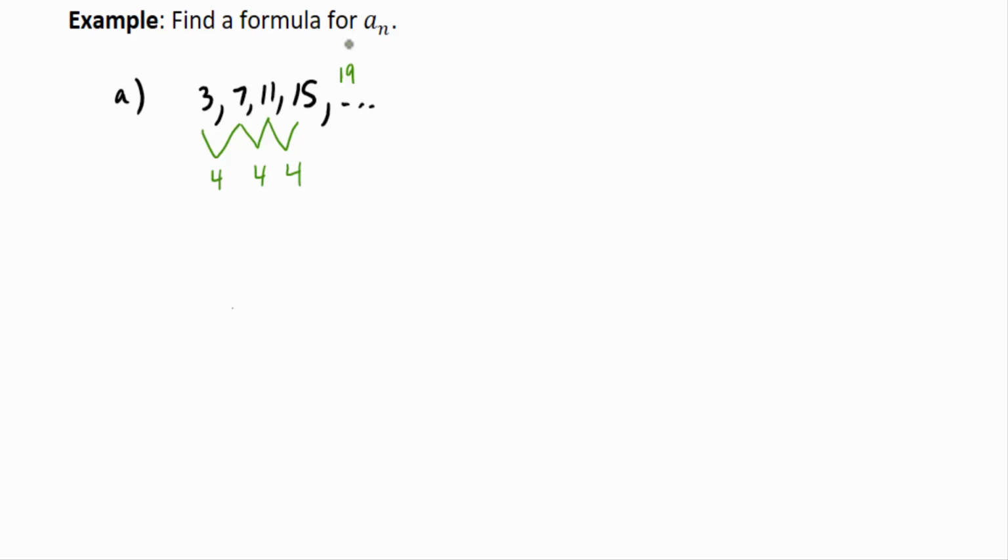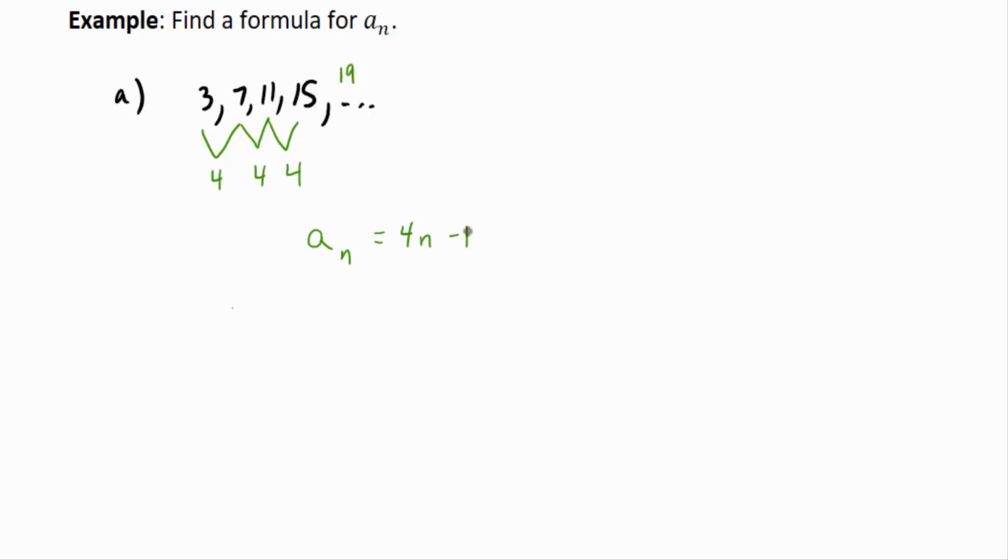So we need an explicit formula if we can come up with it. Any ideas? 4n minus 1. Yep. So how'd you come up with it? Just thought about it, and then you guessed a little bit, and there it is, right? Here's one way to come up with it that will work every time when there's a common difference between each successive output.